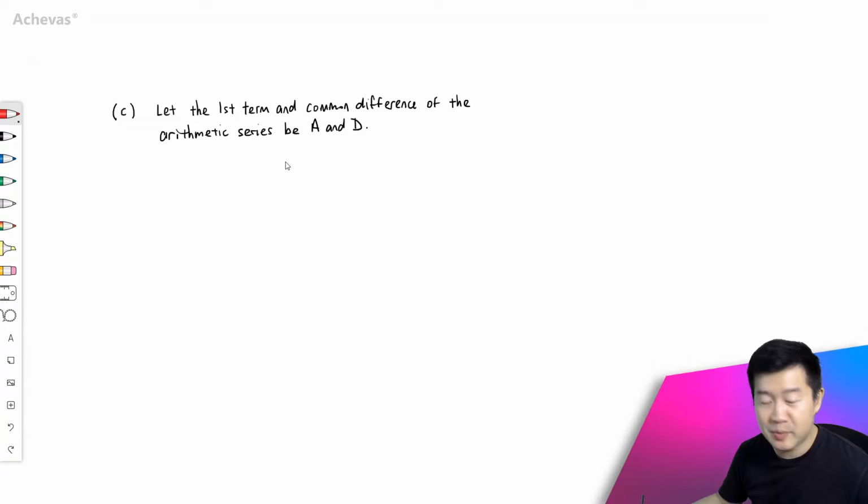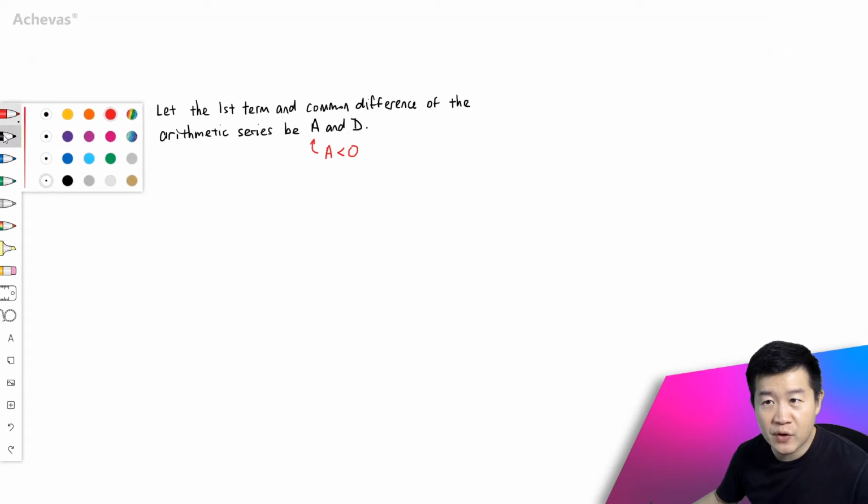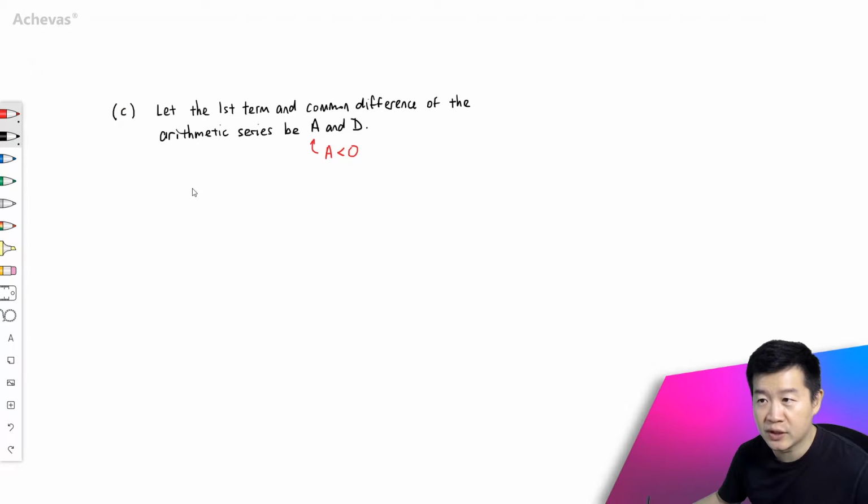It has been given to us by the question that the first term of this arithmetic series is a negative number. So if we assume that a is the first term, we will be expecting a to be less than 0. It is also given to us that the sum of the first four terms of this series is 14.